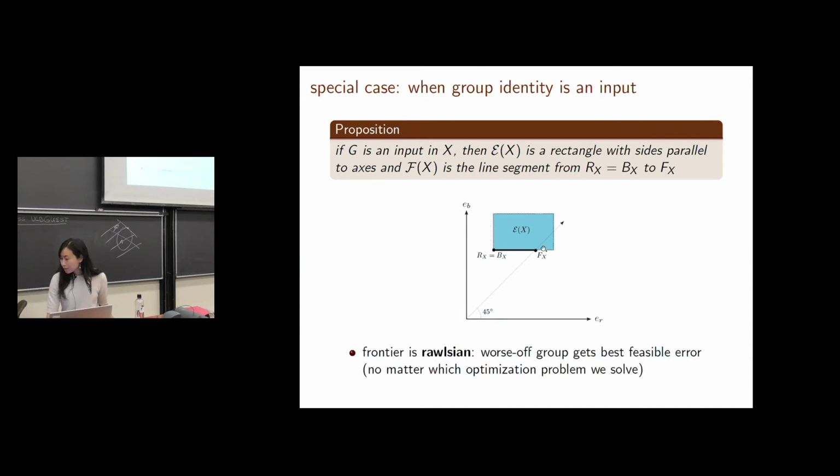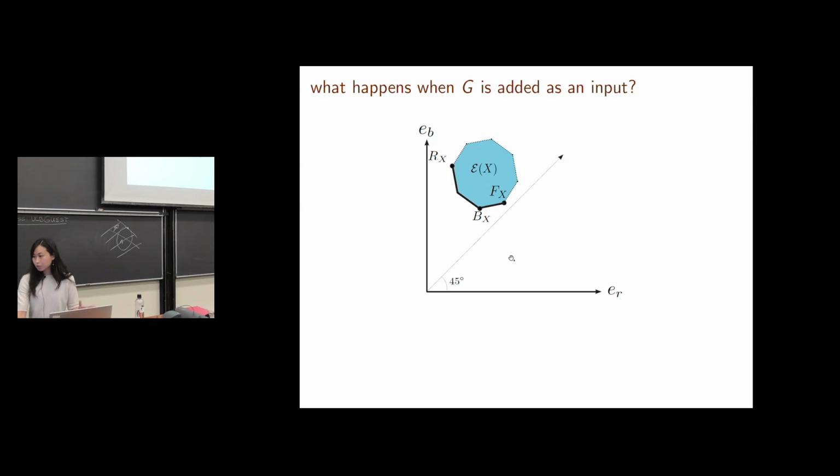All right, so what we can see is that the frontier is Rawlsian. Right? The worse off group is going to get its best feasible error, really no matter which optimization problem we're solving or which designer preference we're optimizing for, okay, subject again to respecting that fairness, accuracy, dominance order I set out initially. Okay? And we can say more, in fact, about the consequences for the two groups.